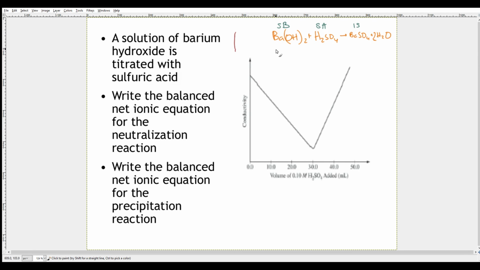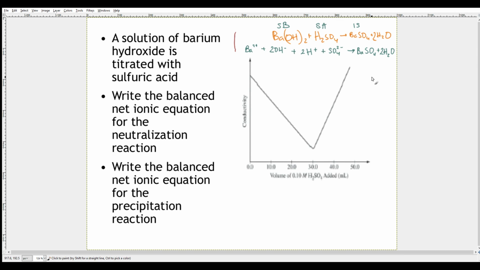So when I rewrite it, I'll write Ba2+ plus 2OH- plus 2H+. Why am I breaking up these bases and acids? Why am I not leaving them whole? The answer would be because they are strong substances. So strong acids and strong bases, you can break them into their ions. Barium sulfate, however, is insoluble, so I will leave it as it is. And my waters, I will leave as they are.